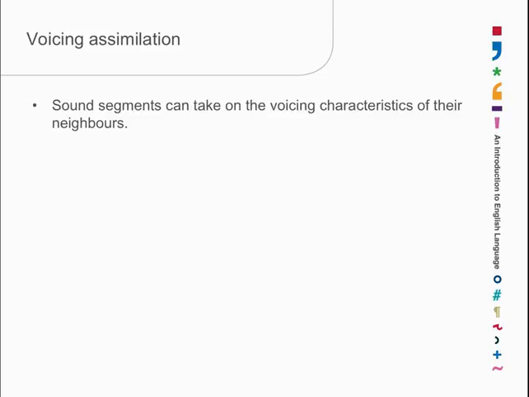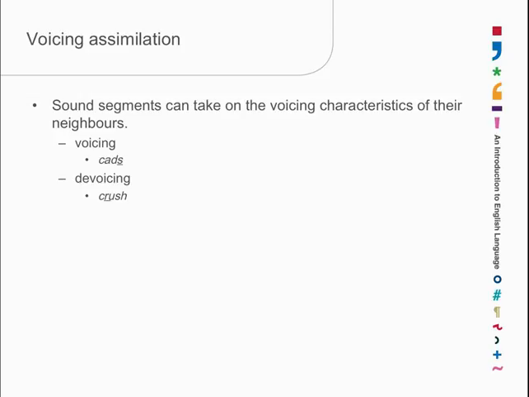Voicing assimilation has taken place, and in this case the direction is progressive. The sound before the sound in question has, if you like, donated its voicing property to the following sound. Try it. Cads, D voiced followed by Z.